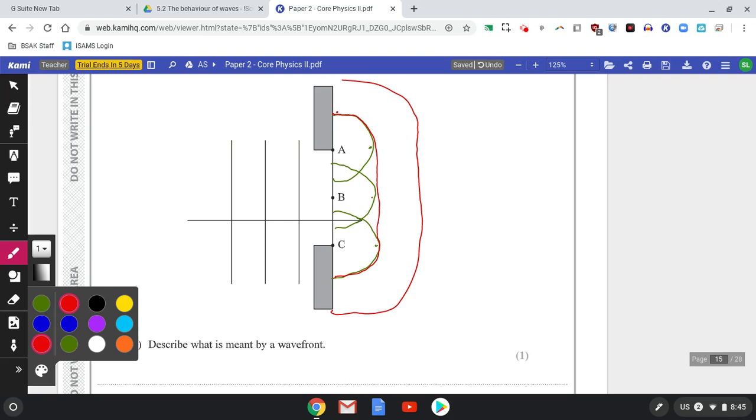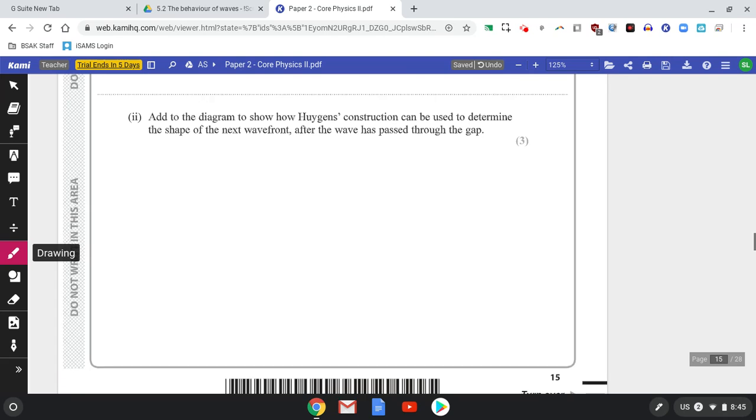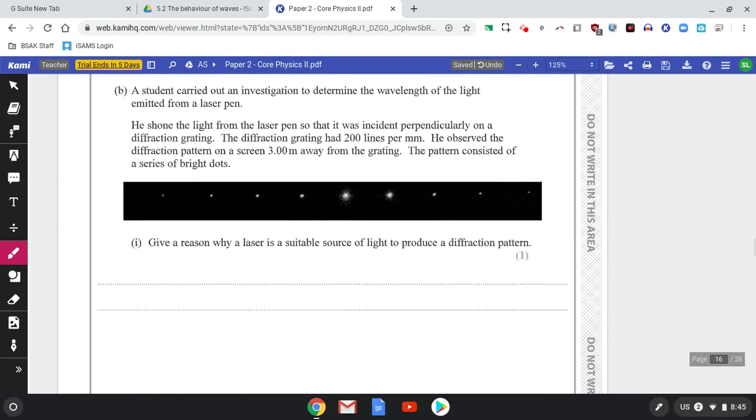Simple. Okay, you're not asked to do this, but just showing for educational purposes that you can continue with all the other wavefronts. There you have it, diffraction through a gap. Right, so that was the theory. Now, in practice, this is a diffraction grating. This is another of the core pracs, which you should know off by heart. So, let's have a look.